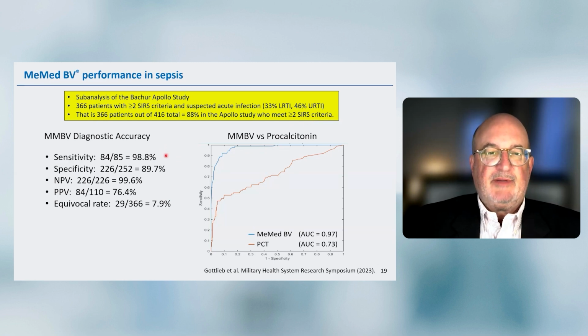And that was found to have high sensitivity and specificity, a very high negative predictive value, higher than in the parent study, and then a high positive predictive value, largely because this sub-analysis included patients who were more ill than the general population, and therefore the test is going to perform a little better when there's a higher prevalence of bacterial infection. And it did better than procalcitonin in the AUC of 0.97 versus 0.73.